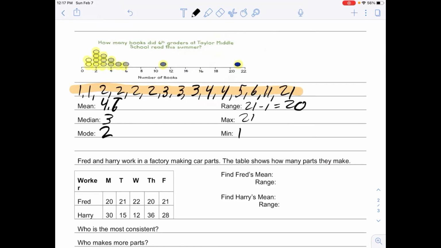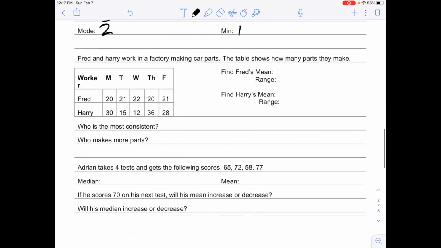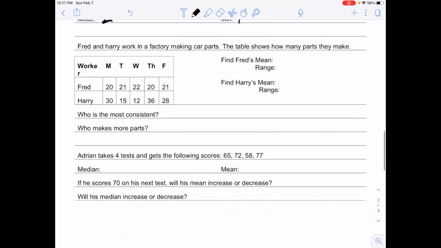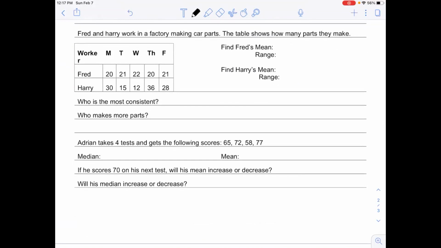So that's how we can use a dot plot and just turn that into a list of numbers and then find the same data. But the reason we really care about all of this is because it's going to let us solve problems. So we're going to use this to analyze the data and make decisions about it. So we have a couple problems where we're going to do that. And then in your next video, you're going to be doing that even more.